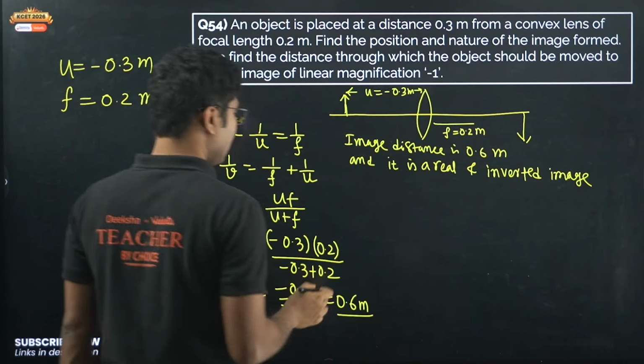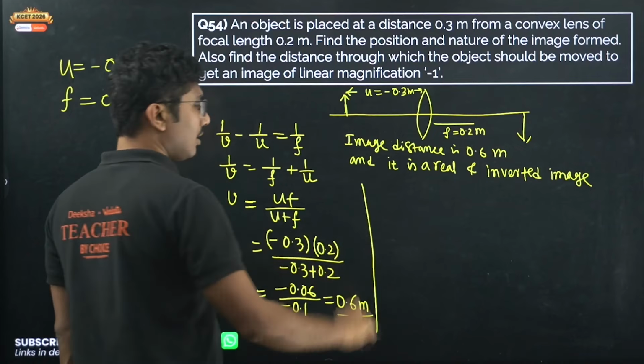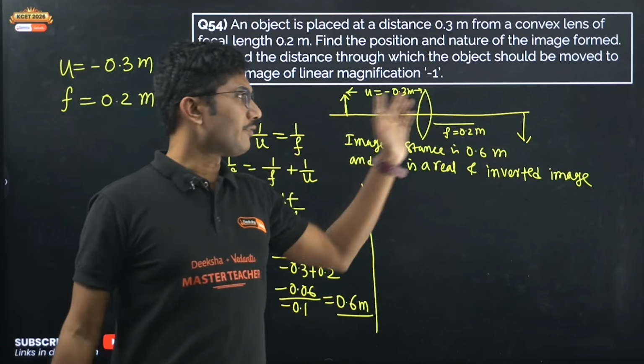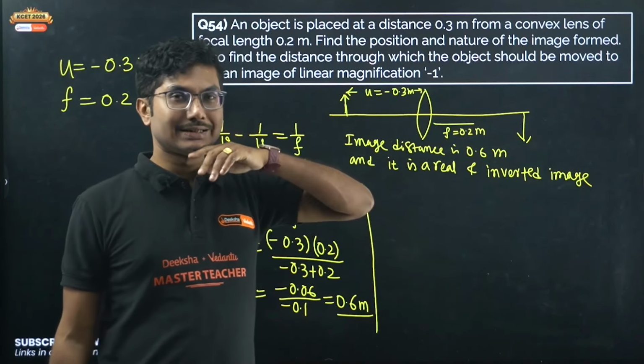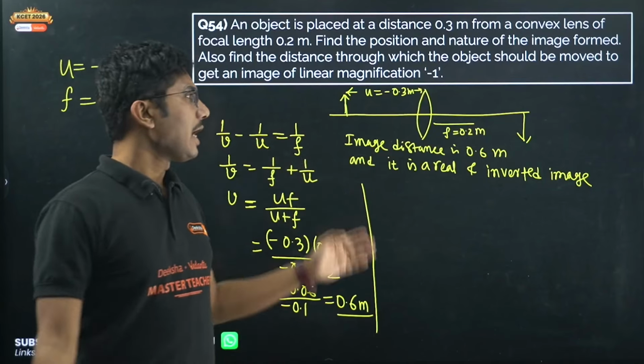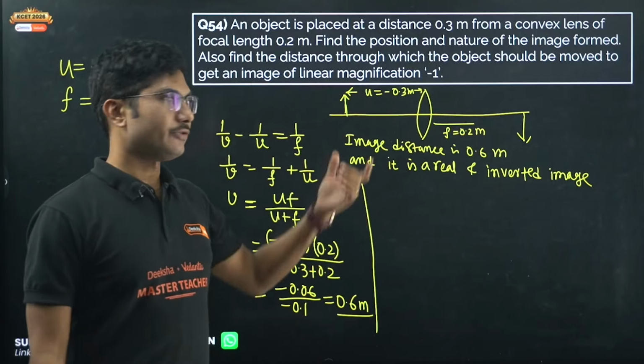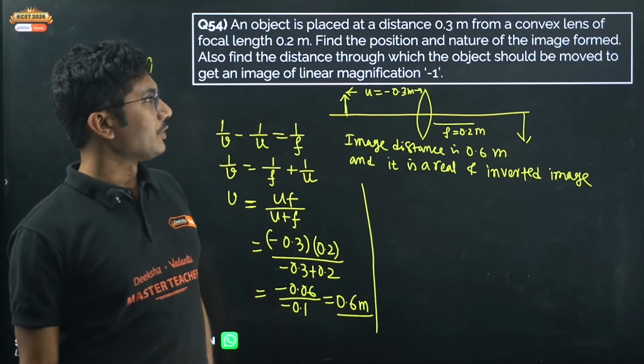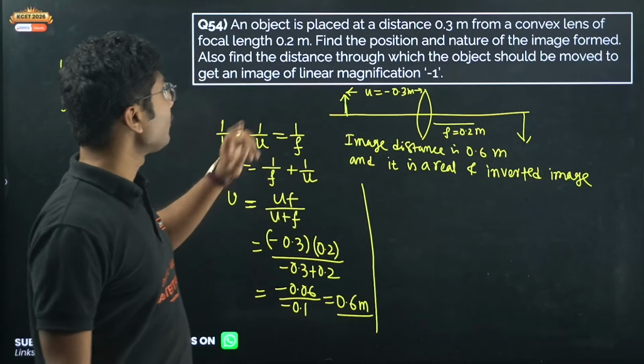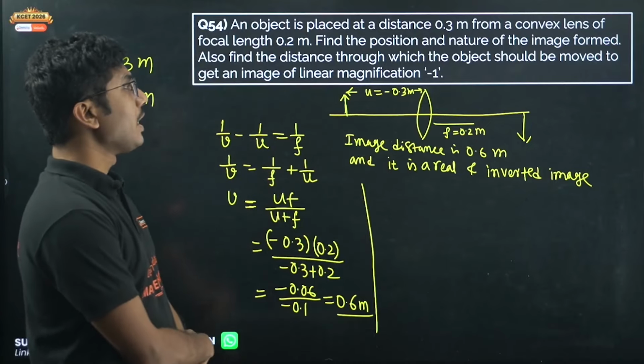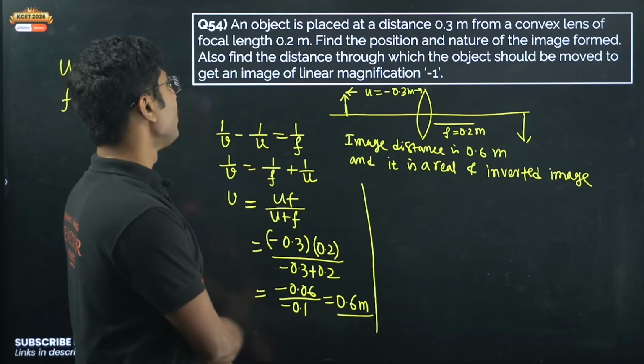Okay, why real and inverted? Because we know that if a convex lens forms an image on the other side of the lens, it means it's a real image, and real images are always inverted, so that's why it's a real and inverted image.